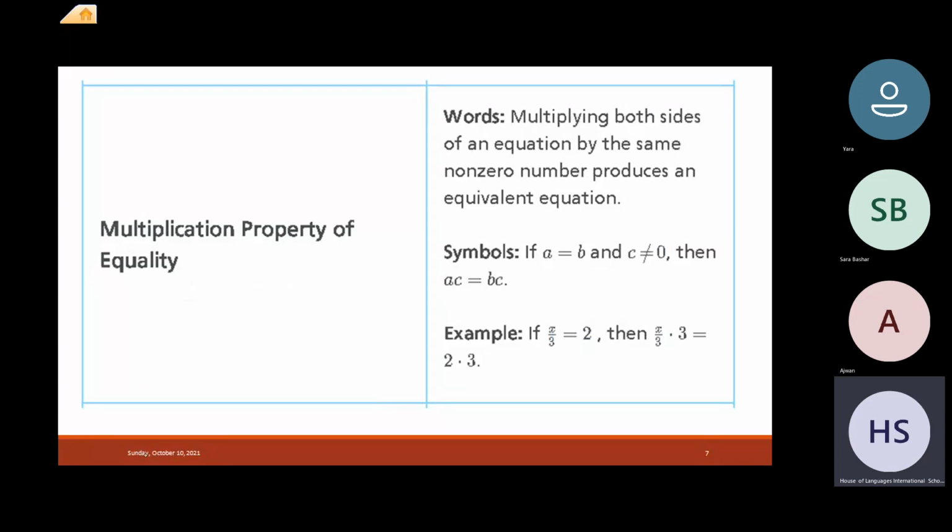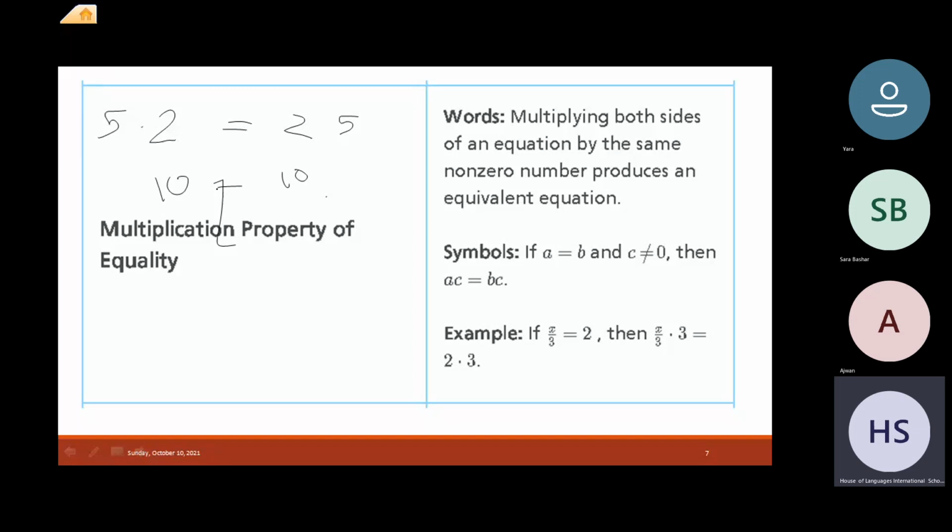Now, the third one, the multiplication property of equality. What do I mean by it? If you have 2 here and 2 here, they are equal. You multiply the first one by 5 and the second one by 5. You must multiply them by the same number. If they are not the same, you will make a change. So 2 times 5 is 10, and 2 times 5 is 10. Are they still equal?